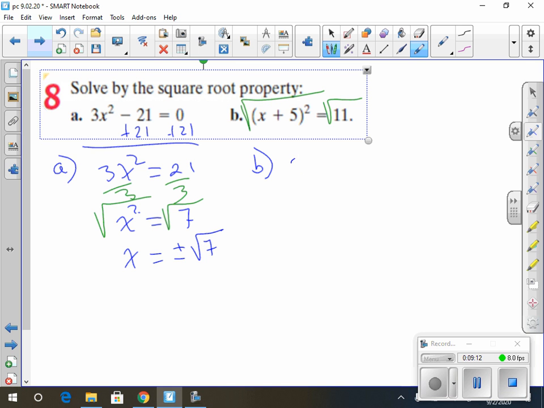Part B, we can go ahead and take the square root because the square is isolated already, and I have x plus 5 equals plus or minus the square root of 11. We're going to subtract 5 so we can get the x by itself. X is equal to negative 5 plus or minus the square root of 11.